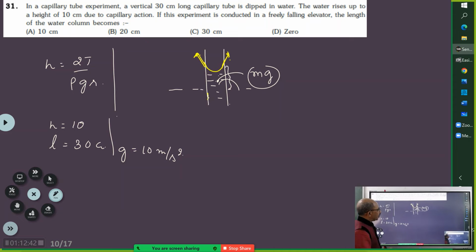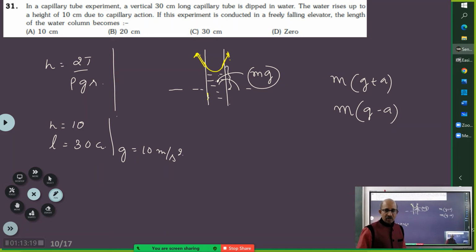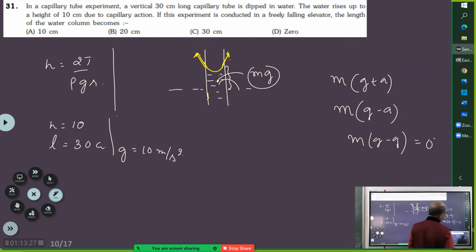Now what happens in an elevator which is freely falling? As all of you know, we have done this thing with the weighing machine. Supposing you are standing on the weighing machine, your weight is m into g. If the weighing machine is going up with acceleration a, it will show larger weight, m into g plus a. And if your elevator is going down with acceleration a, the weighing machine will show the reduced reading. And if the elevator is going down in free fall, then there is weightlessness. So this becomes m into g minus g, that is 0, weightlessness. So here this liquid will not be pulled down, it is weightless, and therefore this force will start pulling the water up.